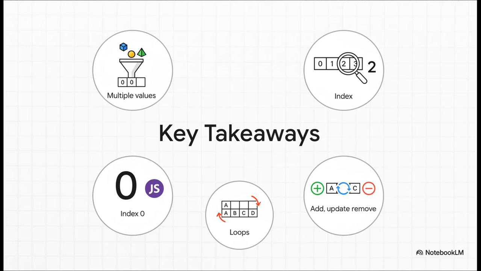Okay, so just remember these key things. 1. Arrays are for storing collections of stuff. 2. You find items using their index, that little position number. 3. In JavaScript, and this is the big one, that index always starts at 0. 4. They're alive. You can add, update, and remove items whenever you want. And 5. The real magic happens when you put arrays and loops together.